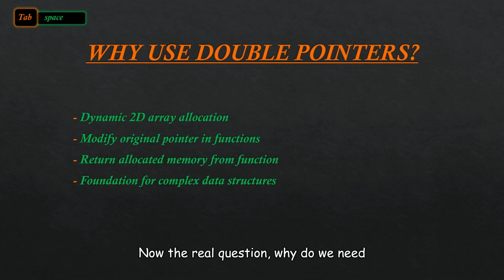Now the real question, why do we need double pointers? Well, they allow us to manage memory dynamically in two dimensions, which regular pointers can't do easily. When you create dynamic 2D arrays, we need to allocate memory row by row, and that's where a pointer to a pointer becomes useful. They are also essential when we want to change a pointer inside a function. If we pass a pointer by value, the function can't change its address, but with a double pointer we can modify the original. They are also foundational in many data structures like linked lists with dynamic nodes, tree structures, and graphs. In short, they give us flexibility and power in memory manipulation.